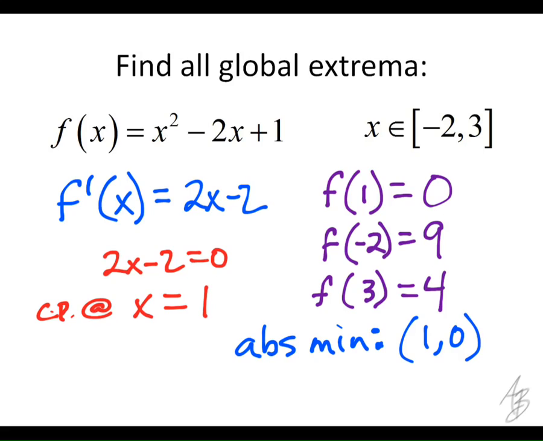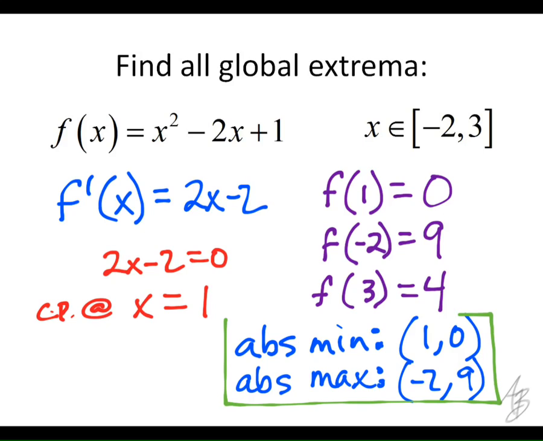What is the absolute maximum going to be? Negative 2, 9. So without even looking at the graph, I know where the minimum is and what the minimum value is, and where the maximum is and what the maximum value is. It's kind of cool, isn't it?